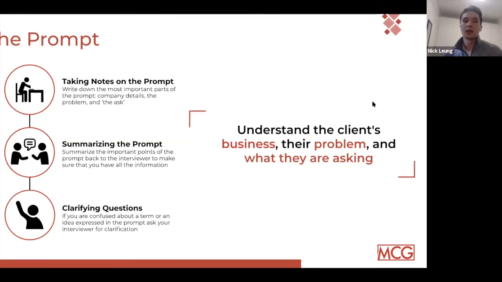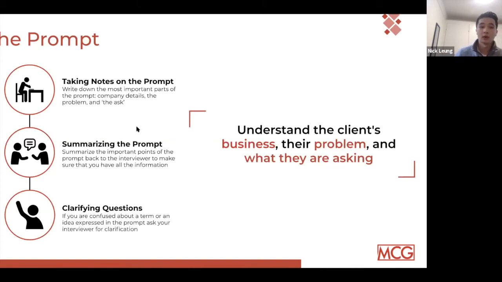So the main takeaway from the prompt is that you want to understand what the client's business is, specifically their problem, and then what they are asking of you, the consultant. As we saw in the case demo, we can break this up into really 3 categories. So the first is taking notes on the prompt.